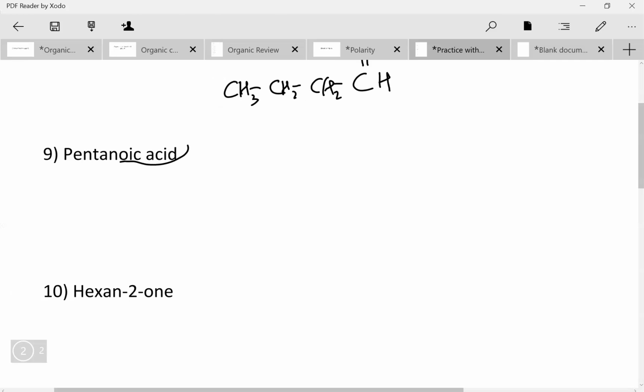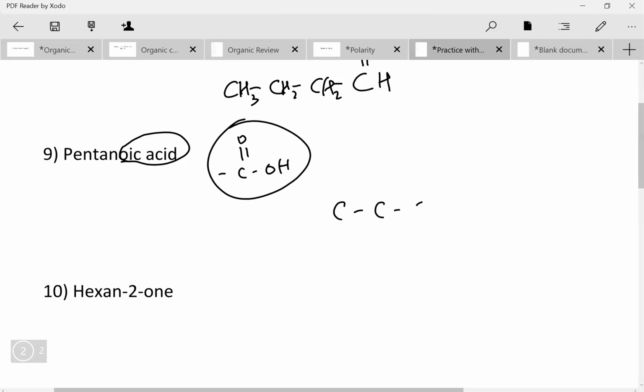Pentanoic acid, again, identify the functional group as a carboxylic acid, so it's at the end, and we know it has to have a double bond O. This is what the end of the molecule looks like. So pentan is 5 carbons, add the functional group at the end. This carbon already has 1, 2, 3, 4 bonds, so no more hydrogens, but the rest of them have 2, 2, 2, and this one has 1 bond, so 3 hydrogens, and that's pentanoic acid.